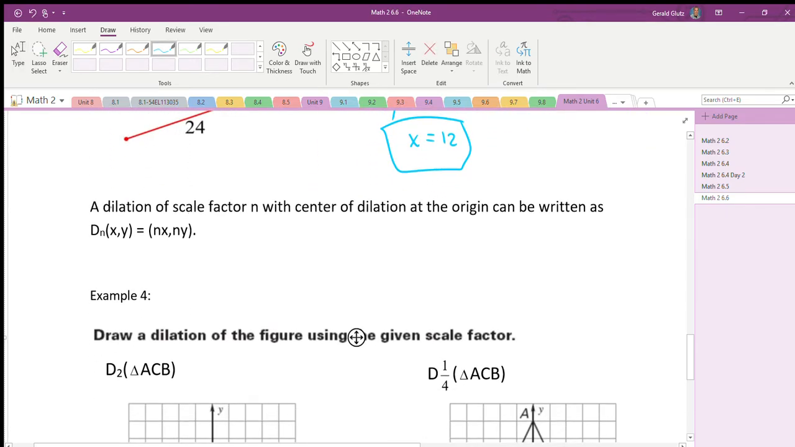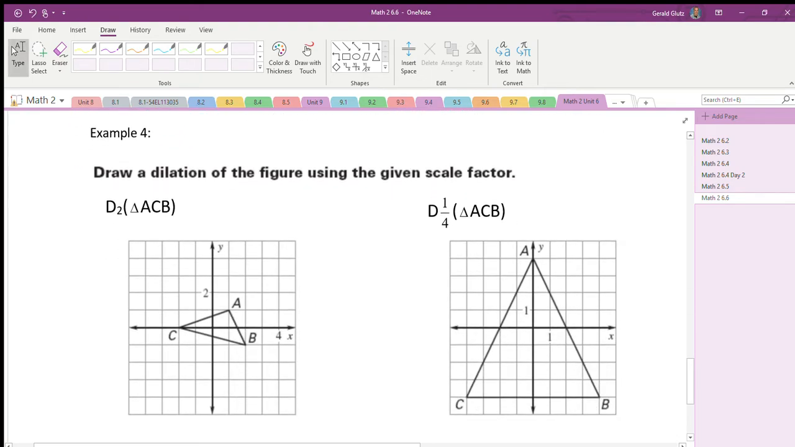So sometimes you'll see this type of notation for dilations. If you ever see this, n is the scale factor, and the center of dilation is the origin, most of the time. If they had an ordered pair in here, that would be the center of dilation. So for example, in example 4, our scale factor is 2. And the center of dilation, since they don't say, they just say shape, is 0, 0.